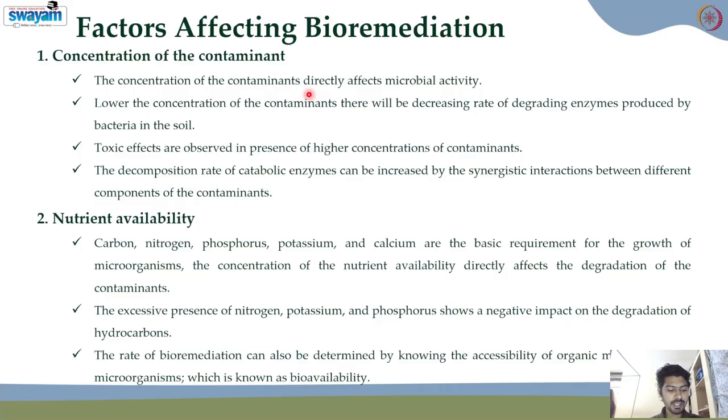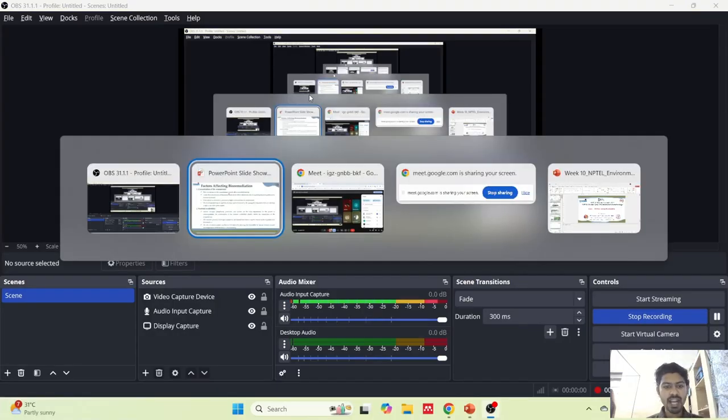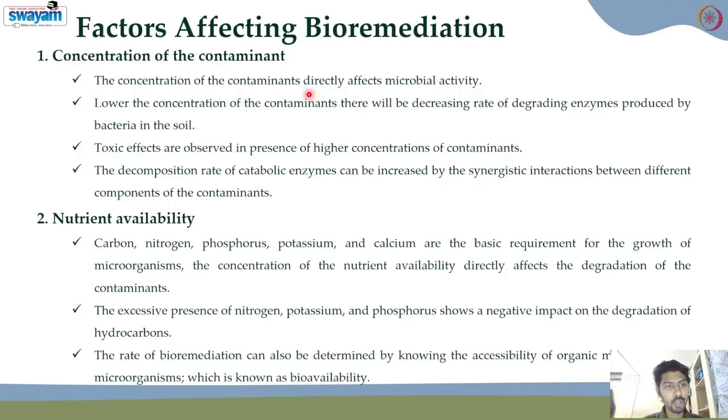And the next concept is factors affecting the bioremediation, where the first important concept is the concentration of the pollutant, or we call it a contaminant. Why is concentration so important in determining bioremediation? So let's see one example. We will take a day-to-day example. You can think of the sugar that we put in the tea.